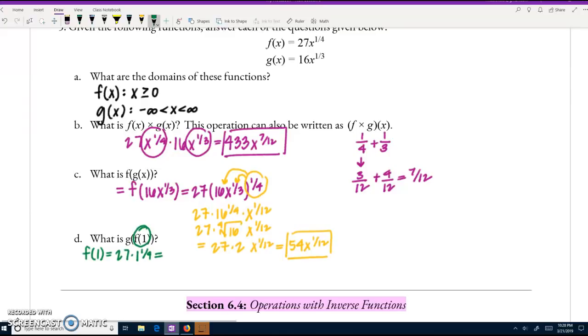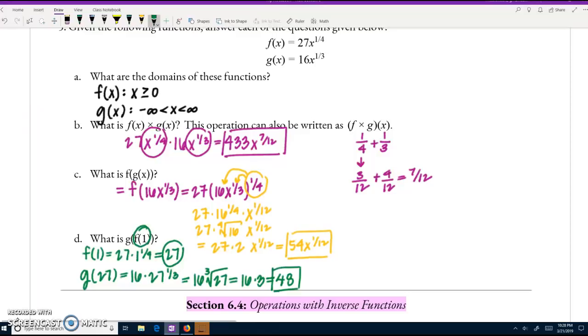1 to any exponent is just 1, so this is going to be 27. And then I can find g of 27, which is going to be 16 times 27 to the 1/3. A 1/3 exponent is the same thing as a cubic root, so the cubic root of 27, which is going to give me 16 times 3, which is going to give me 48 as my final answer here.